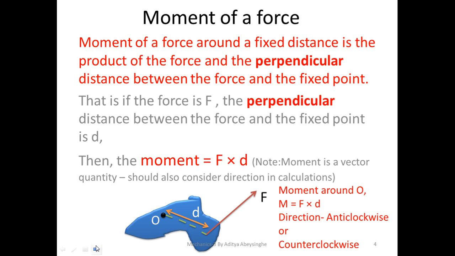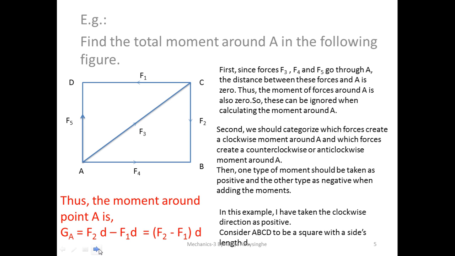So as I mentioned, F2 is in this direction, so F2 should create a moment like this. F1 creates a moment like this. So the moment created by F1, regardless of the magnitude, is in the anti-clockwise or counterclockwise direction. And F2 creates a moment around this point, regardless of the magnitude, in the clockwise direction. So our second step of finding a moment around a point is to classify them into counterclockwise and clockwise directions.